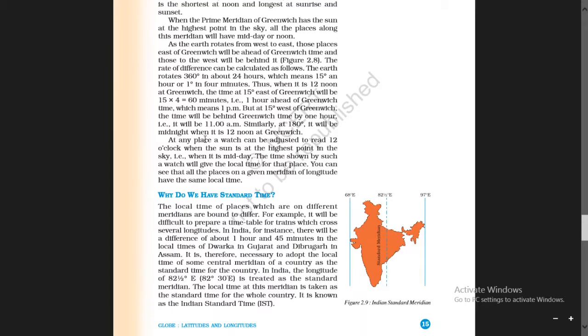At any place, a watch can be adjusted to read 12 o'clock when the sun is at the highest point in the sky. That is when it is midday.